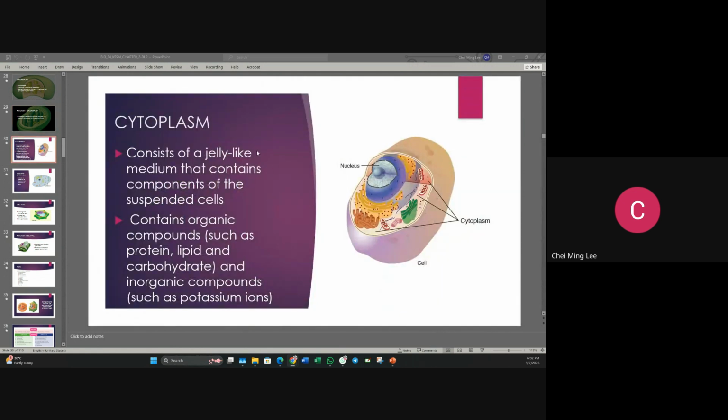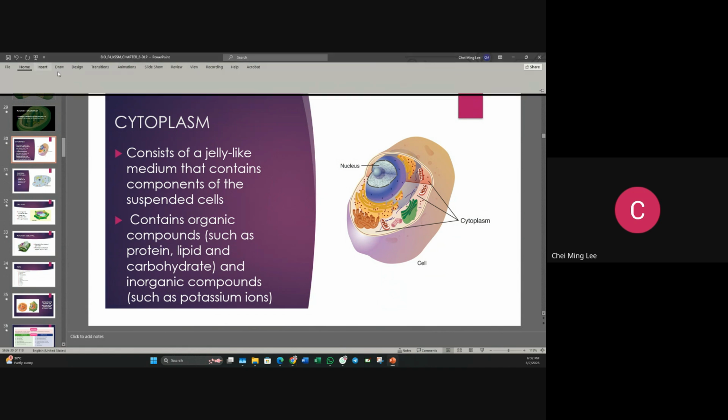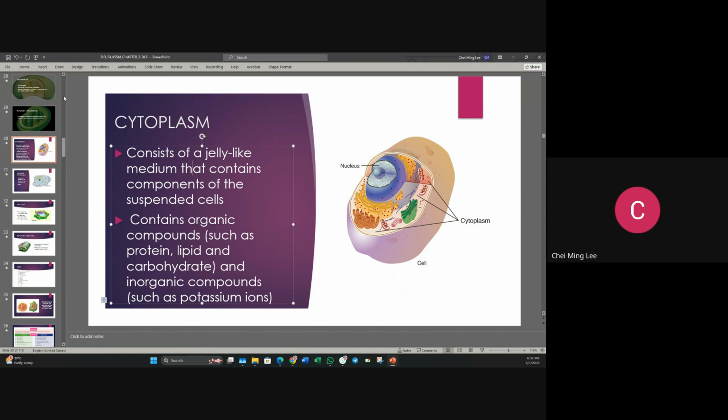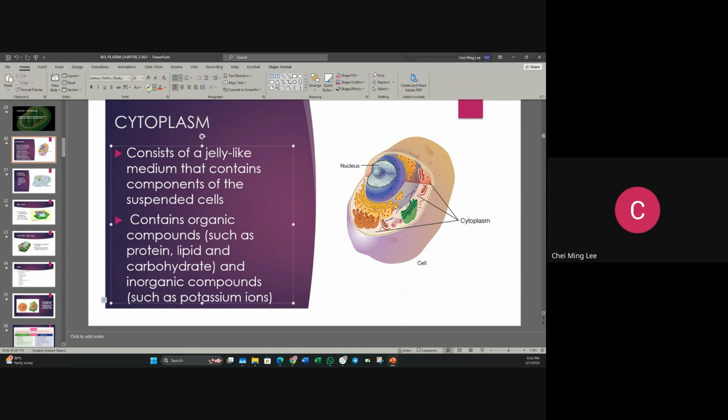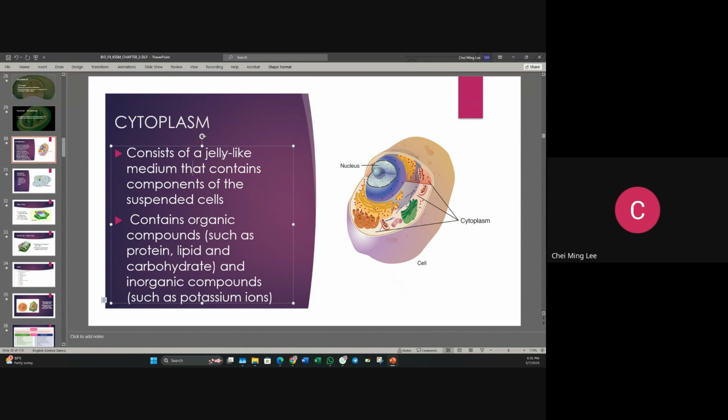All right, so cytoplasm is the medium between all these organelles. It consists of a jelly-like medium that contains the components of the suspended cell. Okay, components of the suspended cell means all these things inside the cell.